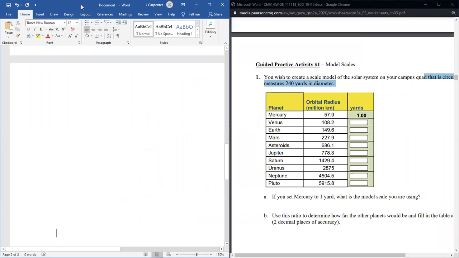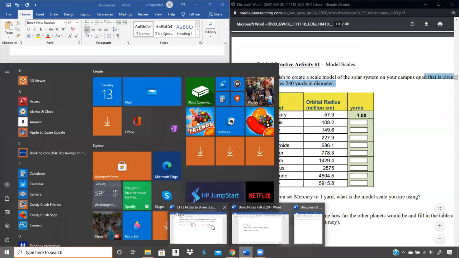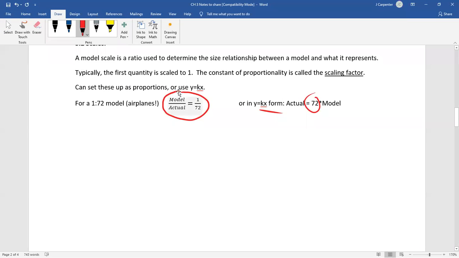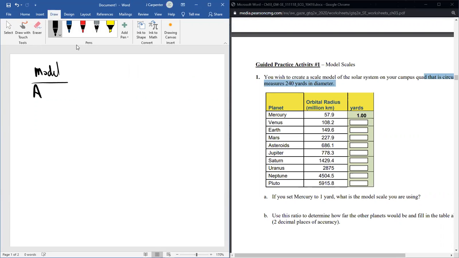So here's what we want to do for the scaling. The two things we're talking about are the model and the actual. The model and the actual. So the model's distance and the actual's distance. So we have our model and then the actual. You can even be super specific and say the model is in yards and the actual is in millions of kilometers. All right, so these are the words, and then we just use up the numbers.